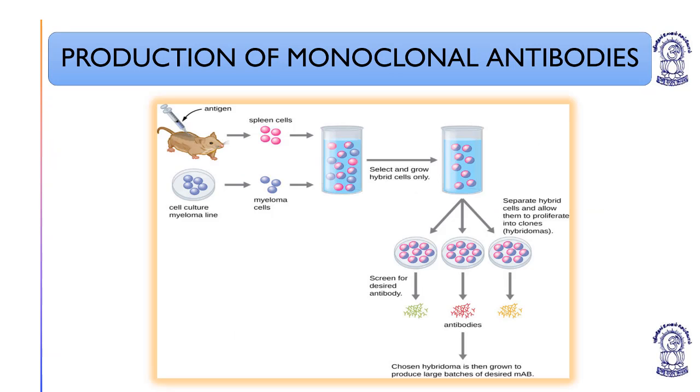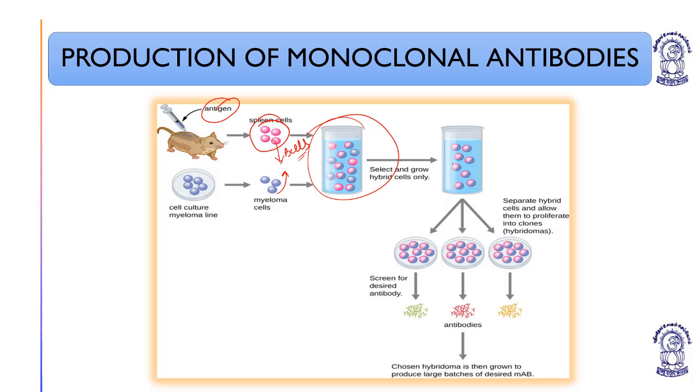The procedure is simple. I will again tell you with the help of this diagram. The antigen is injected in the mice. The mice will produce antibodies. The spleen cells are taken out. In these spleen cells, the B cells are there. Now they are fused with the myeloma cells.